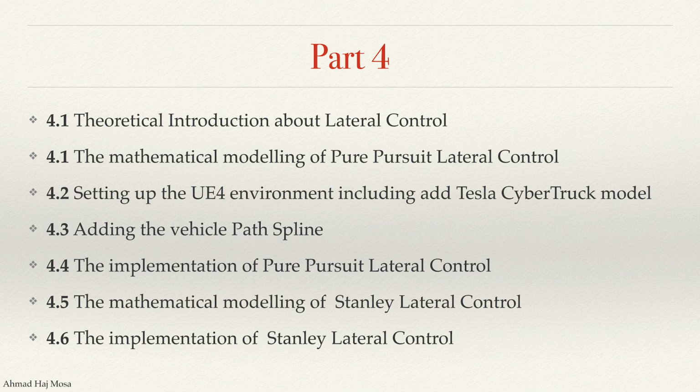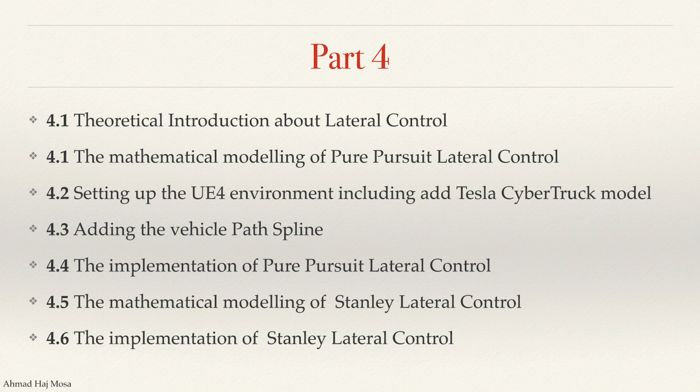In 4.2, we'll set up the Unreal environment that suits the lateral control. And we would also add the Tesla Cybertruck model. In 4.3, we would add the vehicle path splines, which usually come from the motion planning, as we'll see later, and that defines the path that the vehicle should or must follow. In 4.4, we would see the implementation of pure pursuit within Unreal Game Engine.